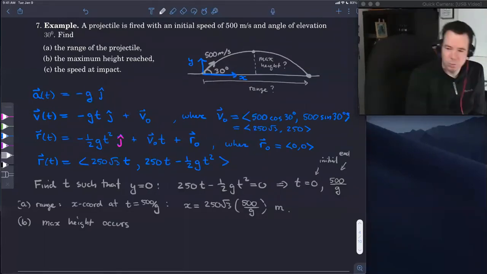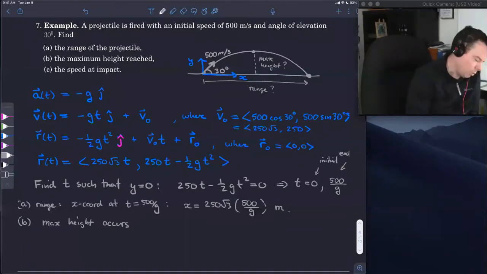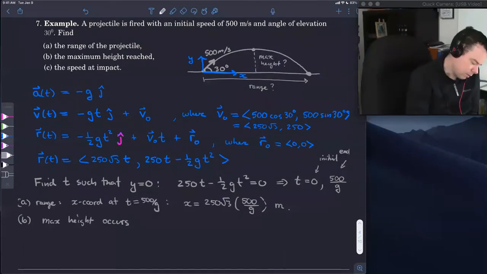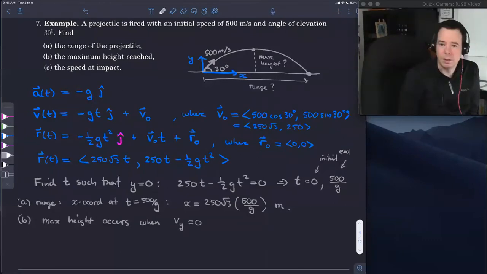There's a couple of ways you can do this. One way is you could just say, well, the maximum height occurs halfway along its travel, so take t and divide it by 2. But I'm going to do this in a more calculus kind of way, where I say the max height occurs when Vy, the y component of the velocity, is 0. Because when it's at its maximum height, the velocity in the vertical direction is 0. It's come to a temporary halt. It's not increasing in height, it's not decreasing in height. So that's where its y velocity is 0.